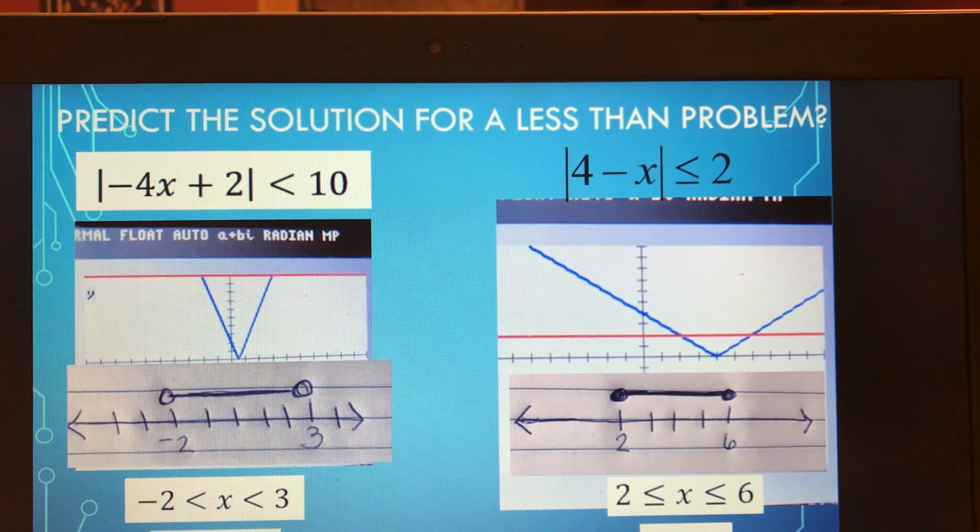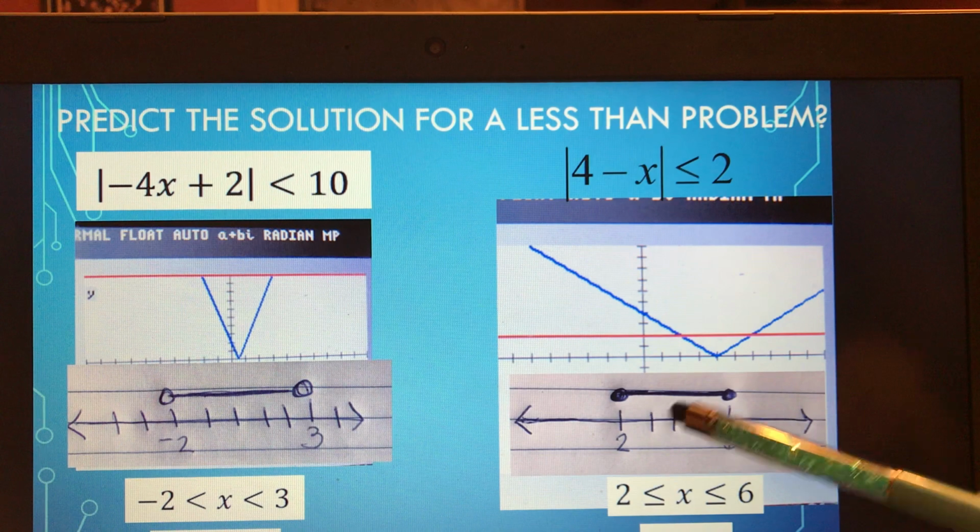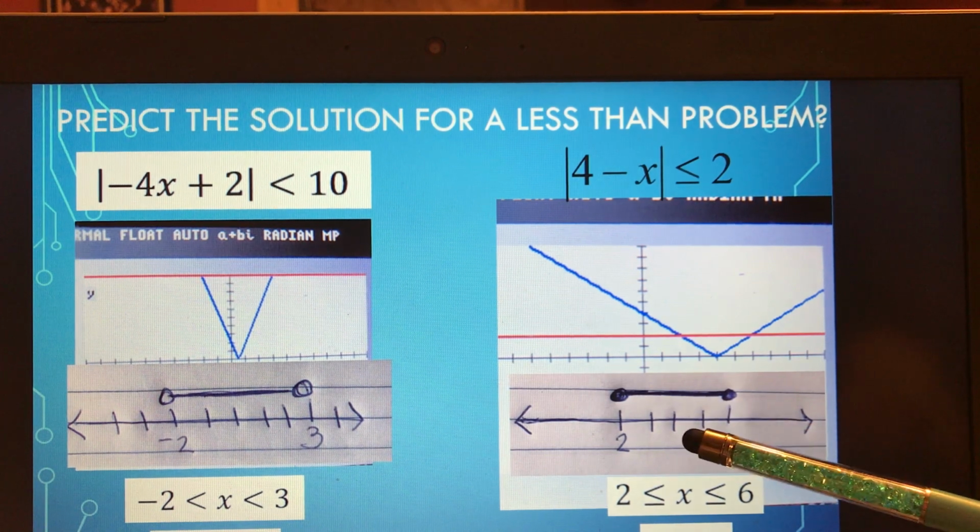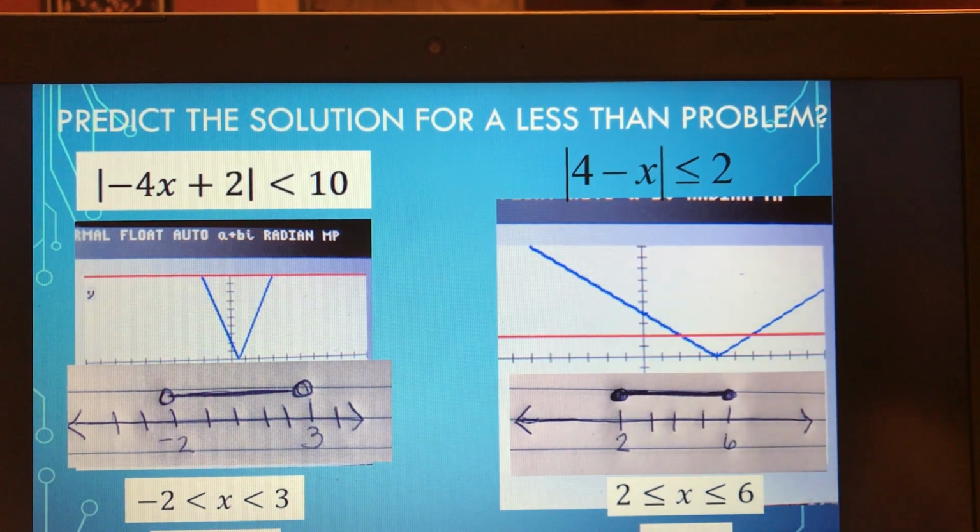Right, so what conclusion can you make about the absolute value inequalities, the less than sign? Very good. Less than gives you a sandwich, is what I like to call it, or an "and." A conjunction. Very good.